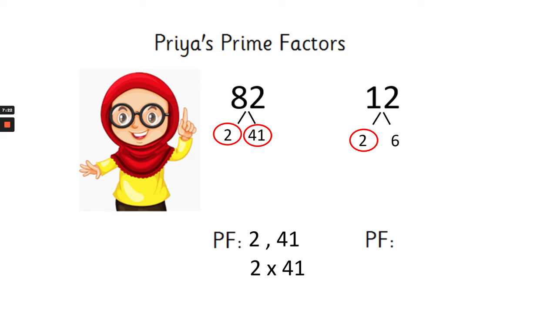6 needs to now be broken down into some factors. 2 times 3 are a factor pair for 6. 2 is prime and 3 is prime. The prime factors for 12 are 2, 2, 3. Remembering we can write these down not only as squared, but also as multiplication. 2 squared times 3 is also a way of listing the prime factors.